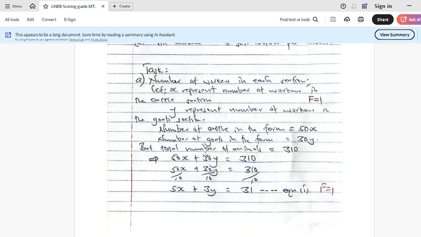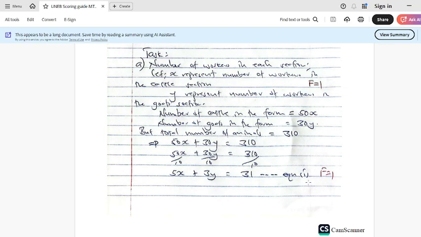Likewise for the goats. If I get 30 times Y, the total number of workers, I'll still get the total number of goats. Now if I get the total of cattle plus the total of goats, I'll come up with the total number of the animals. So I formed an equation that is 50x plus 30y equals 310, which I can reduce by 10 to come up with 5x plus 3y equals 31, and that gives me equation 1. So forming that equation, we still earn you a mark.